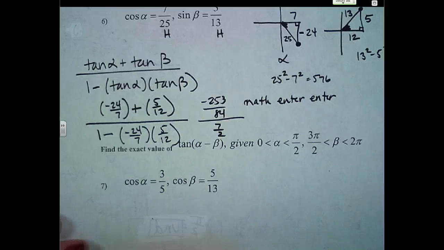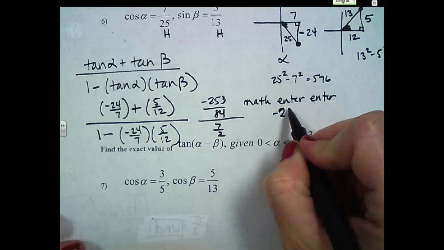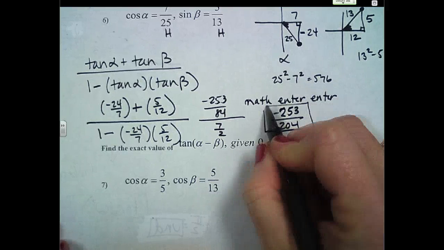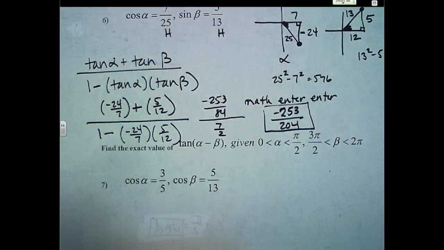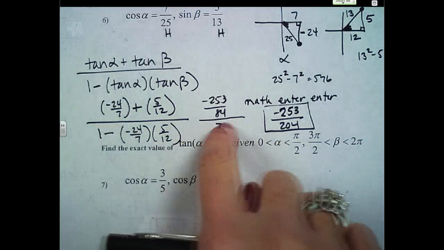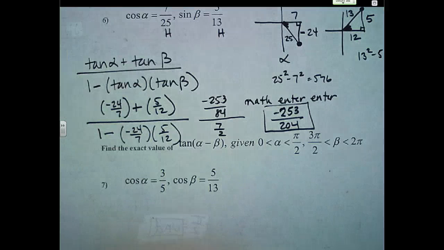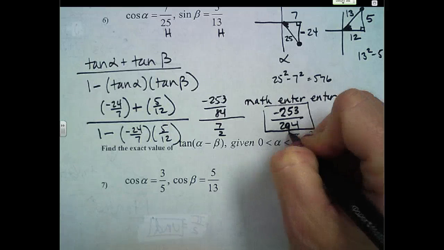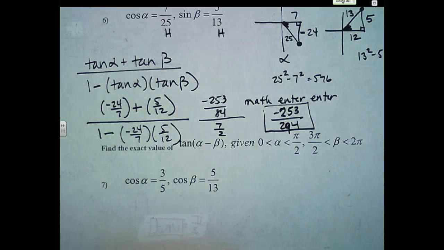I got negative 253 over 204. You guys, you're gonna have to actually try it, because you're gonna end up trying it on your homework and not using your calculator skills correctly. You have to get both of these answers, then divide them. Math, enter, enter. Don't try to substitute. Okay, let's go to the next one. 294. 253 over 294.